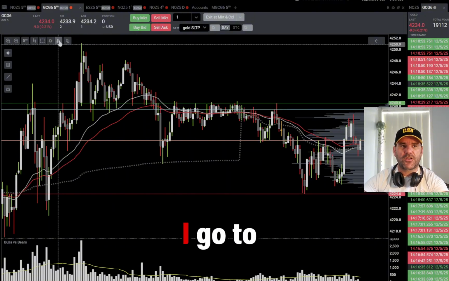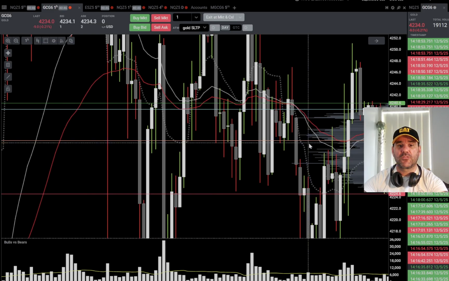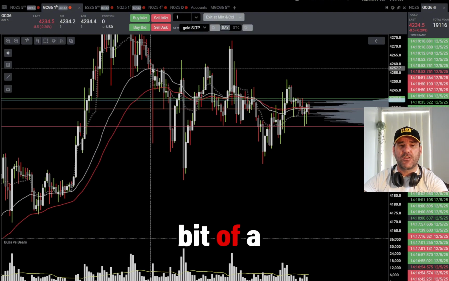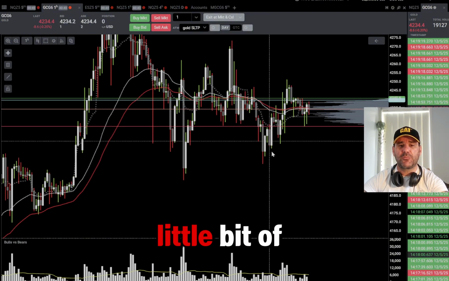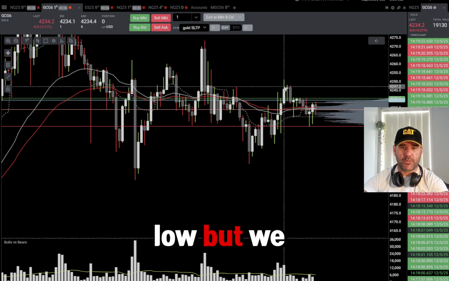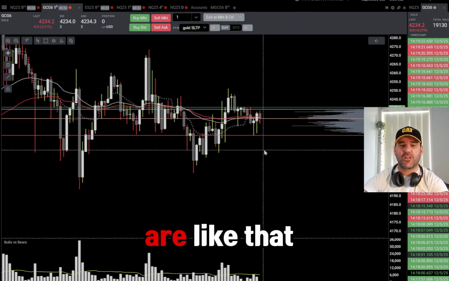Anyway, first thing I do is I go to the hour chart. So I'll bring up the hour, zoom it right out, and I'll look for key interest levels. So we can see we're in a bit of a pullback here, but it's done a little bit of this down the bottom. And this is a higher low, but we've got a lower high. This is the New York session. So two markets I like that.